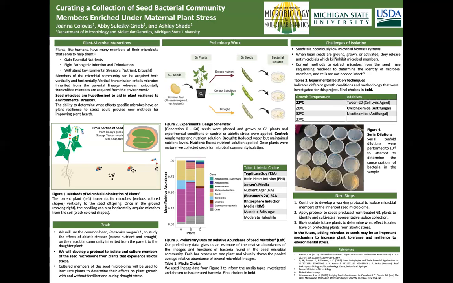Finally, our next steps. We want to continue to develop a working protocol to isolate microbial members of the inherited seed microbiome. Then we want to apply the protocol to the seeds produced from our treated G1 plants to identify and cultivate a representative isolate collection. Finally, we want to add these microbes back to future plants to determine what effect these isolates have to protect plants from abiotic stress. In the future, adding microbes to the seeds may be an important mechanism to increase plant tolerance and resilience to environmental stress.